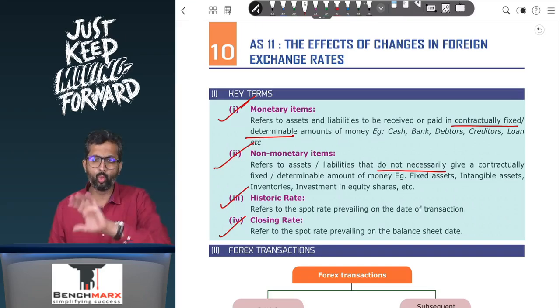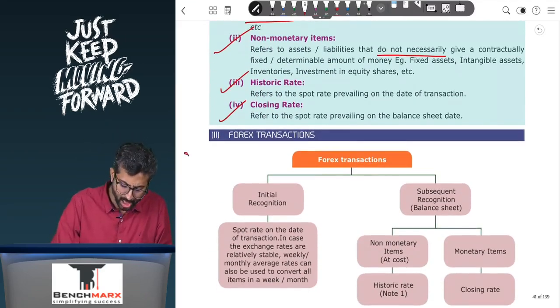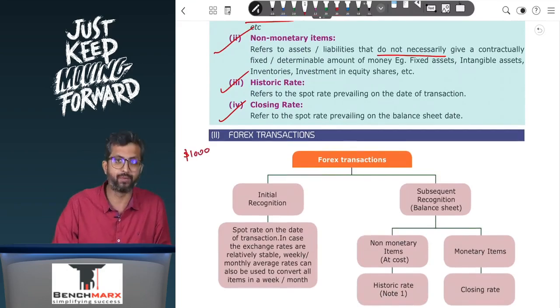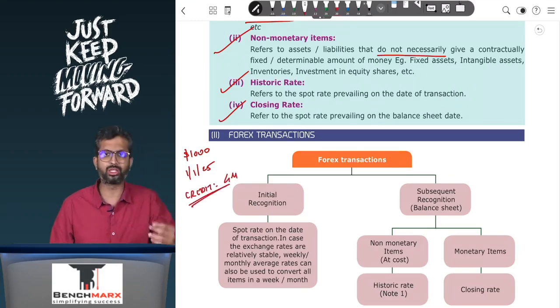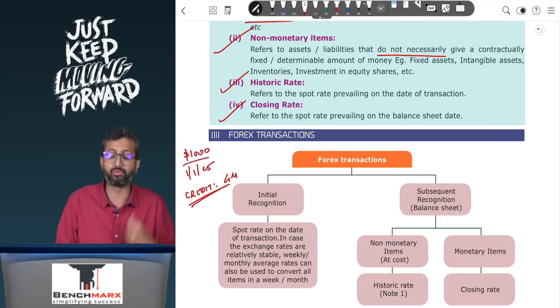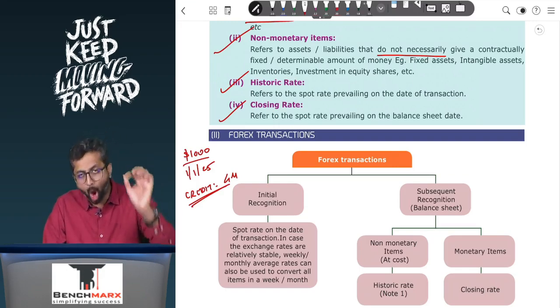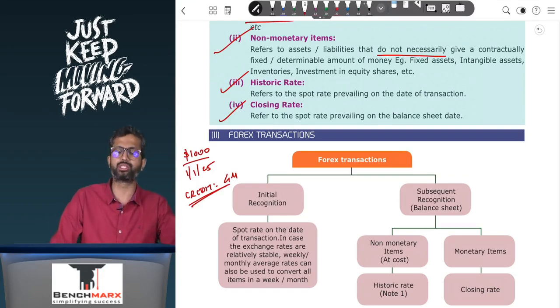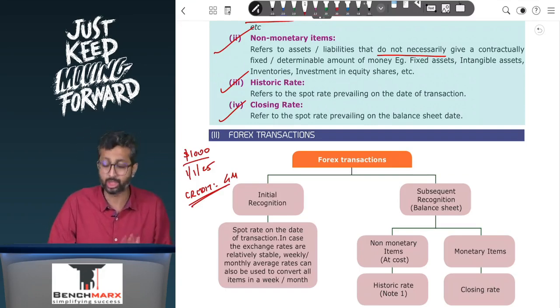Now, at what rate should you record the transactions? Let us say we take a very simple example of you exporting goods of $1,000 on 1st of January 2025 and a credit period, let us say, of 4 months. In which case you will record the entry: debtor account debit to sales. This will be recorded on 1st January 2025 at the exchange rate prevailing as on the date of the transaction. So on the date of transaction, if the rate is 80 rupees per dollar, debtor account debit to sales will be recorded at 80,000 rupees.